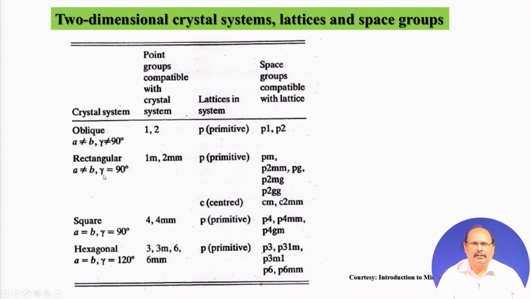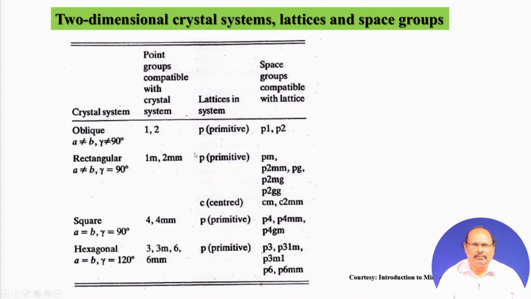In case of rectangular plane lattice, we have 2 types of point groups of symmetry which can be combined with this. What are they? They are 1 m, that is simple mirror, and you have 2 mm. So, you remember 2 mm, what is that? You have a vertical two-fold axis symmetry and you have two vertical mirror planes. They are at an angle of 90 degrees to each other. That means the two vertical mirror planes intersect along this vertical two-fold axis symmetry.